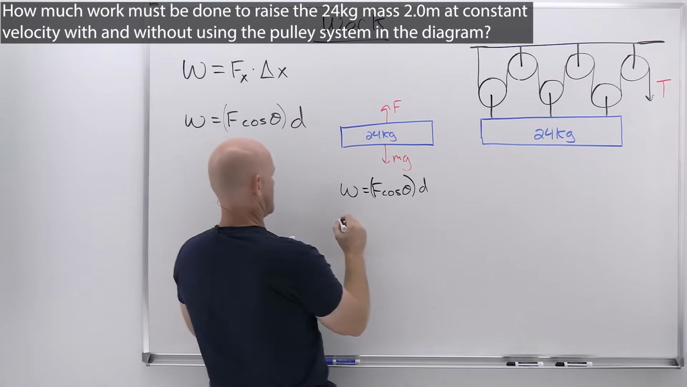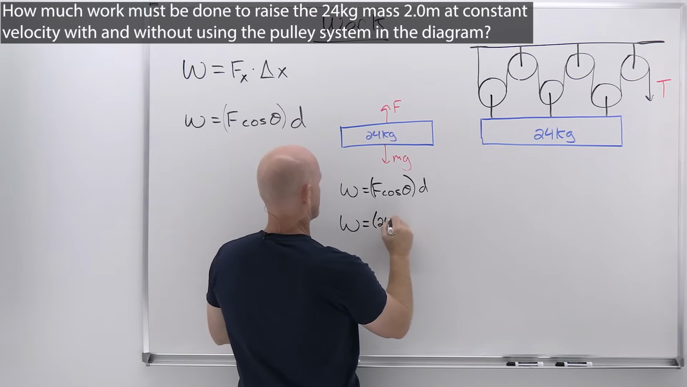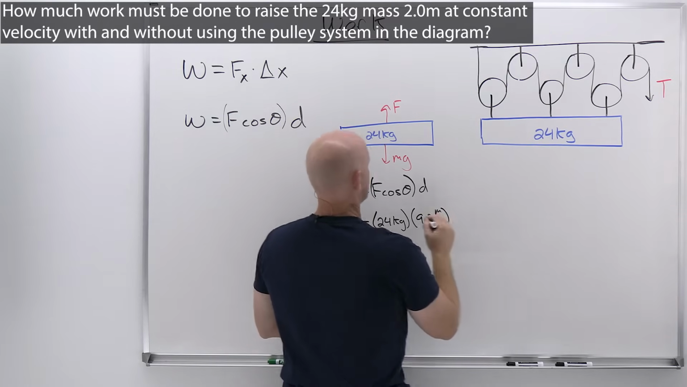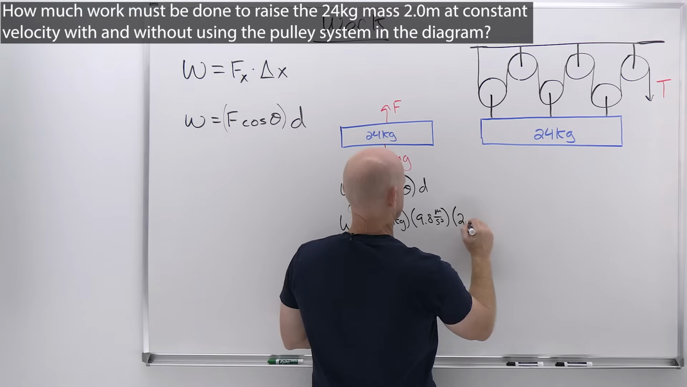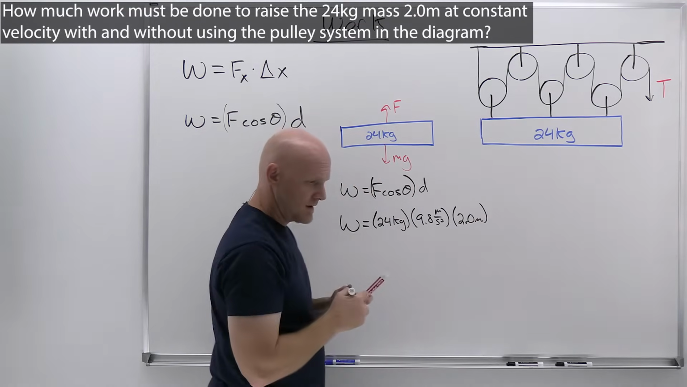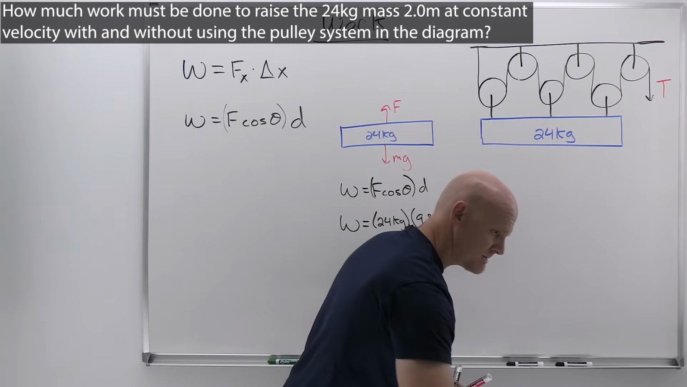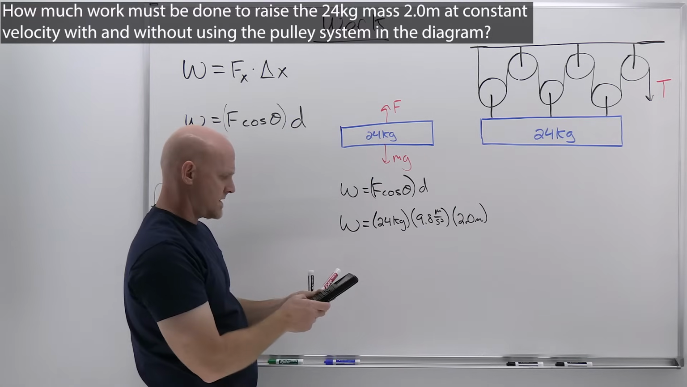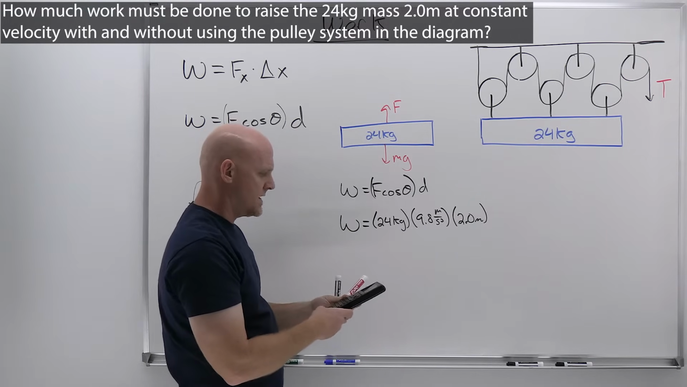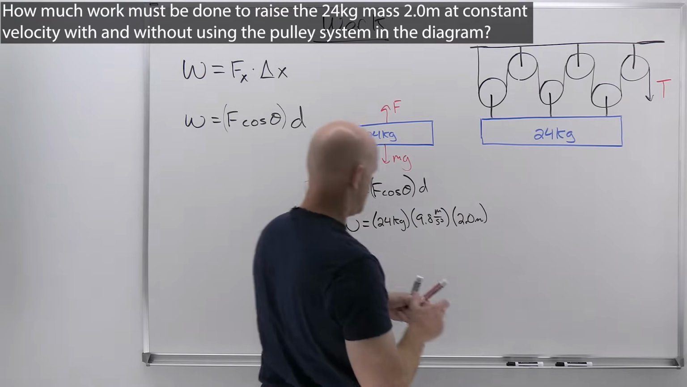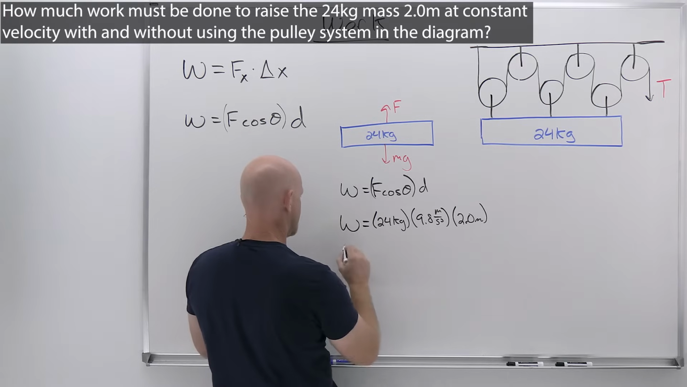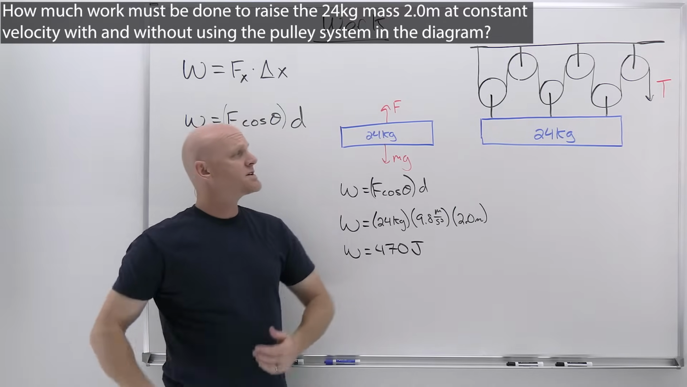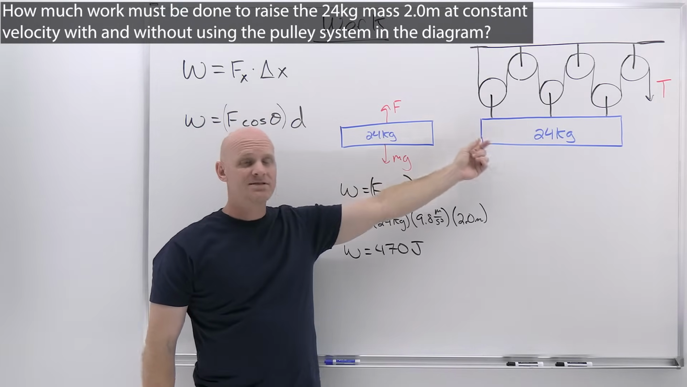Again, this thing is being raised at constant velocity. And so that mass was, again, 24 kilograms. Gravity is 9.8 meters per second squared. And then the displacement's going to be 2 meters. We'll let our calculator do some work for us here. All right, so 24 times 9.8 times 2. We're going to get 470.4, which to 2 sig figs I'll round down to 470 joules. Okay, now again, there's no such thing as a free lunch. This should come out to exactly the same thing.